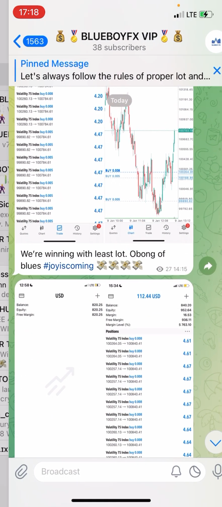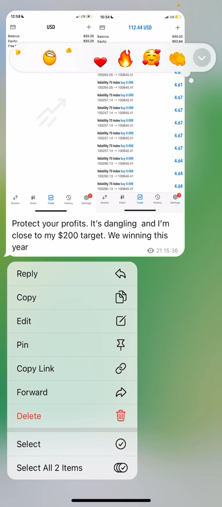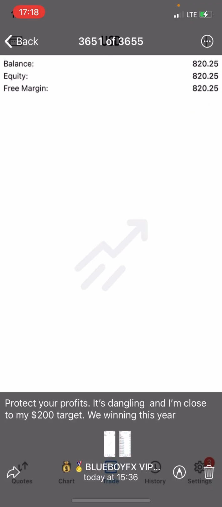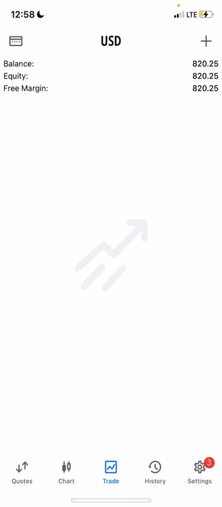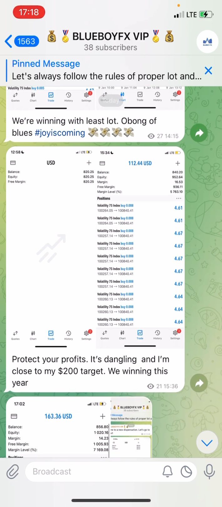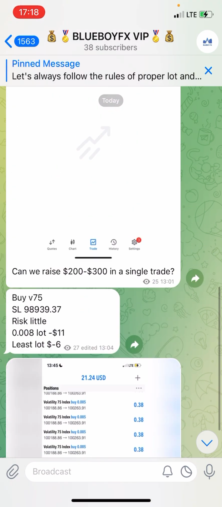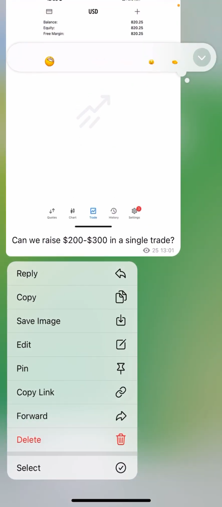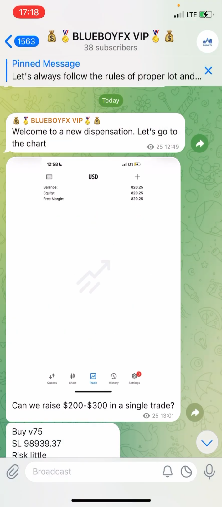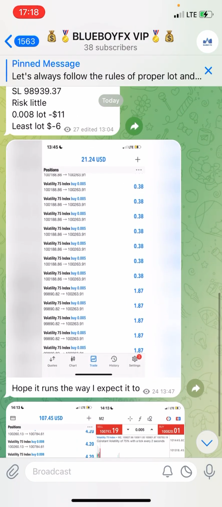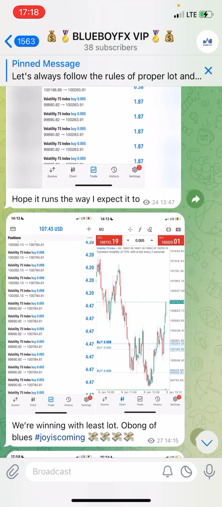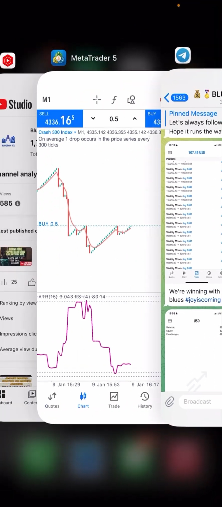We expected to turn these accounts around. I was given this account to manage, so I asked, can we raise $200 on that account on a single trade? And we had this entry on the VIX 75 which we went in for.